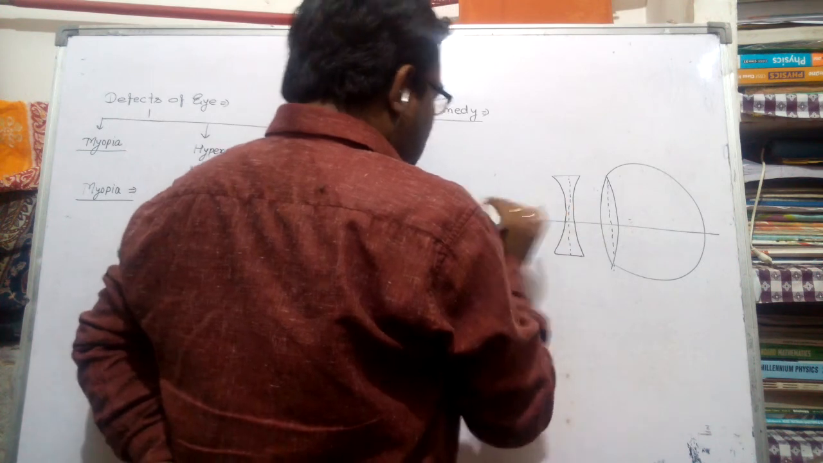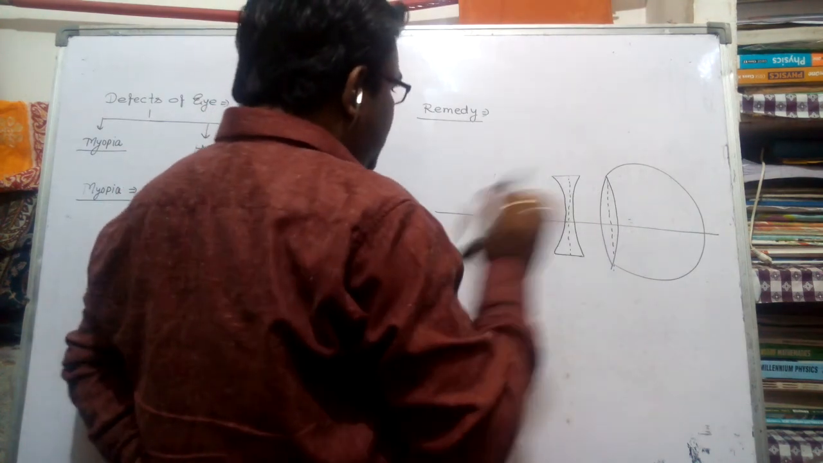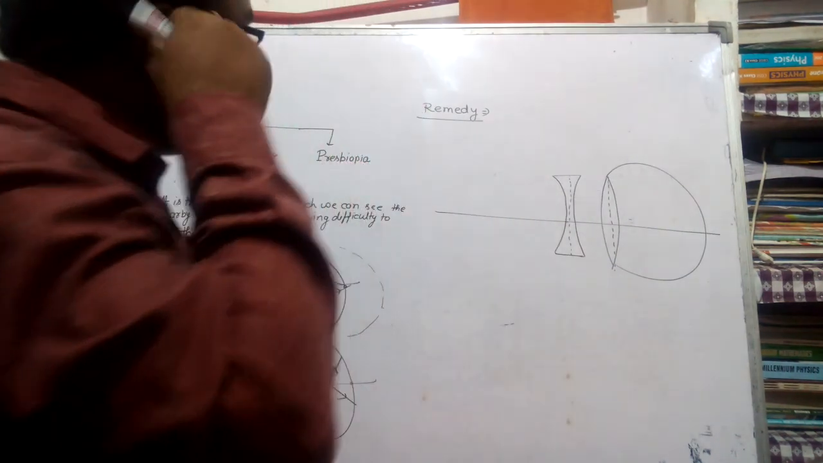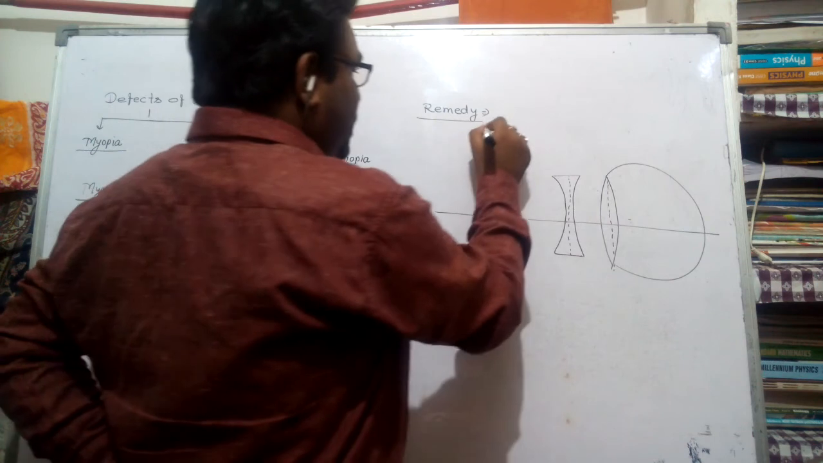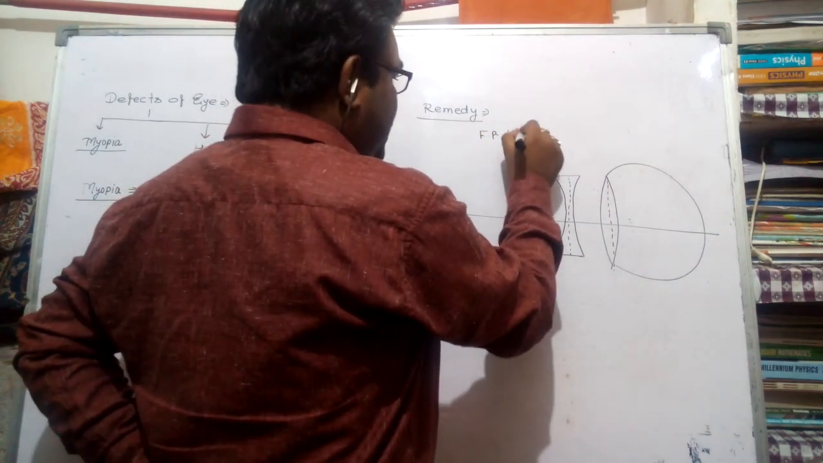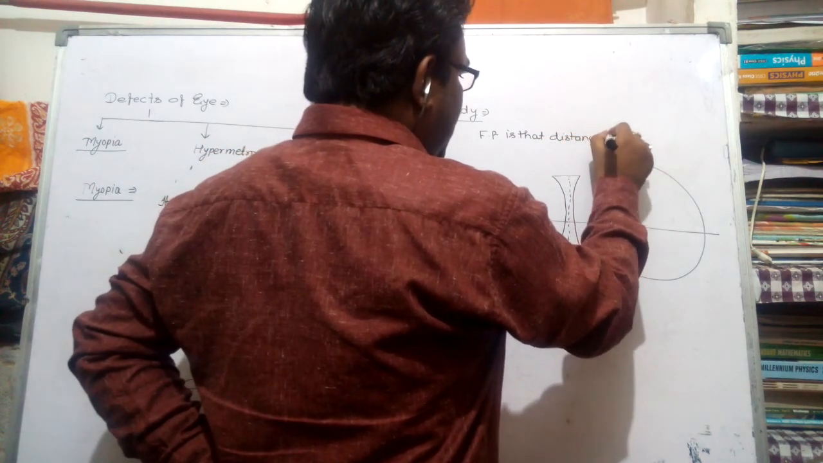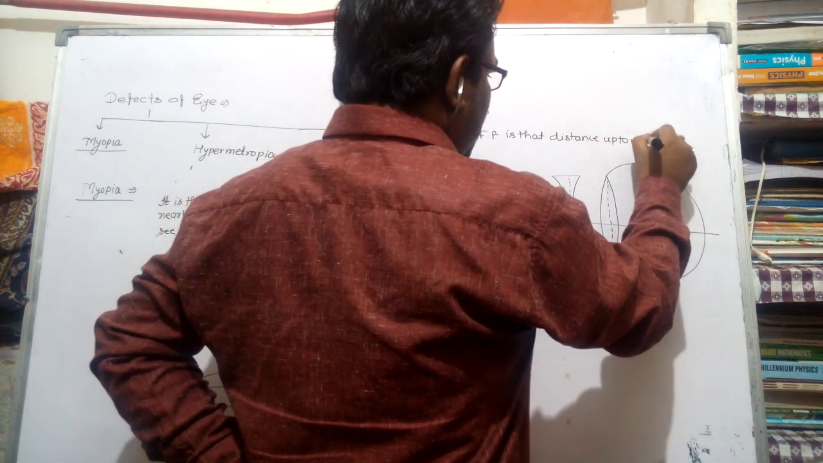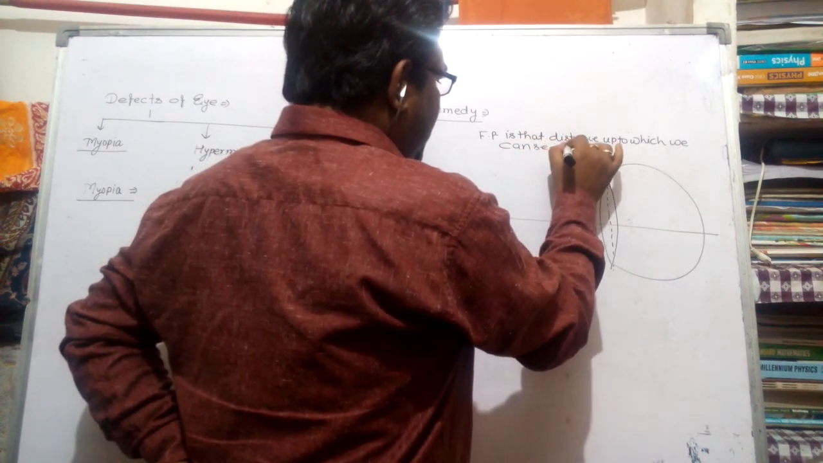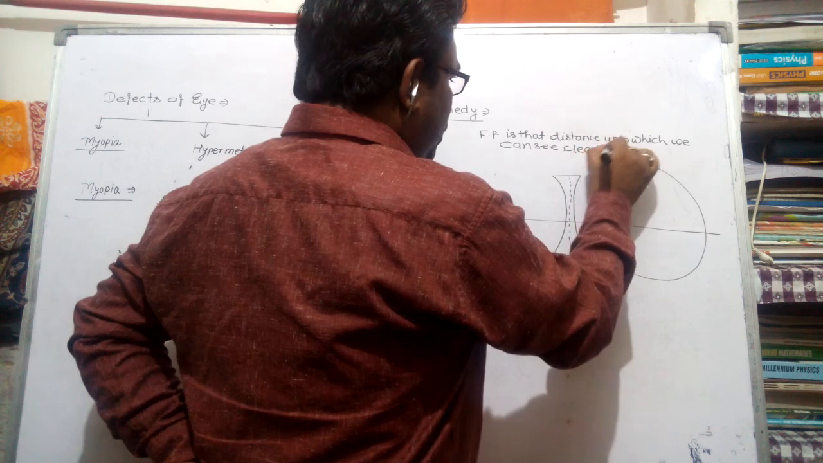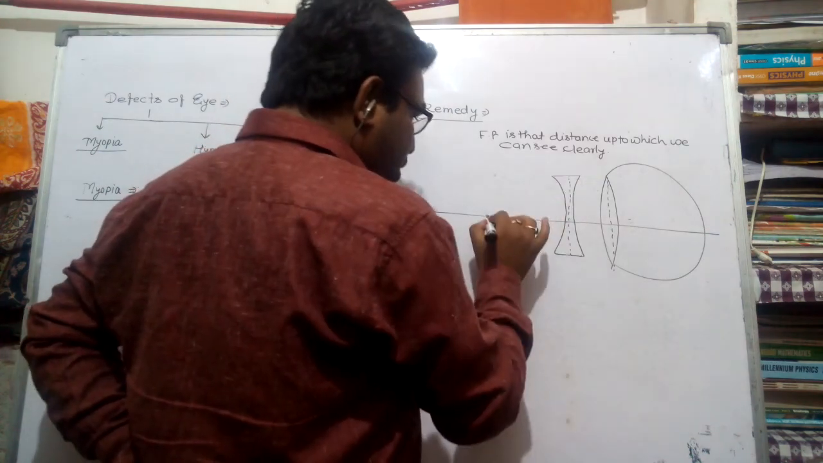Okay beta, where is the object placed? The object is at infinity and the image is formed at the far point. Because the far point is the maximum distance up to which we can see clearly. Far point is that distance. So here is the far point and we want to see the image at this point.